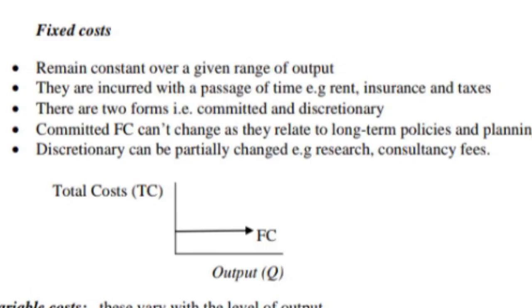This is a graph to represent fixed costs. So the x-axis shows the output, which is Q. Then the y-axis shows the total cost, which is TC. Then that straight line shows fixed costs. It is straight, meaning that the costs are constant. No matter what is produced, the costs are still the same. So that is the graph that shows the fixed costs.